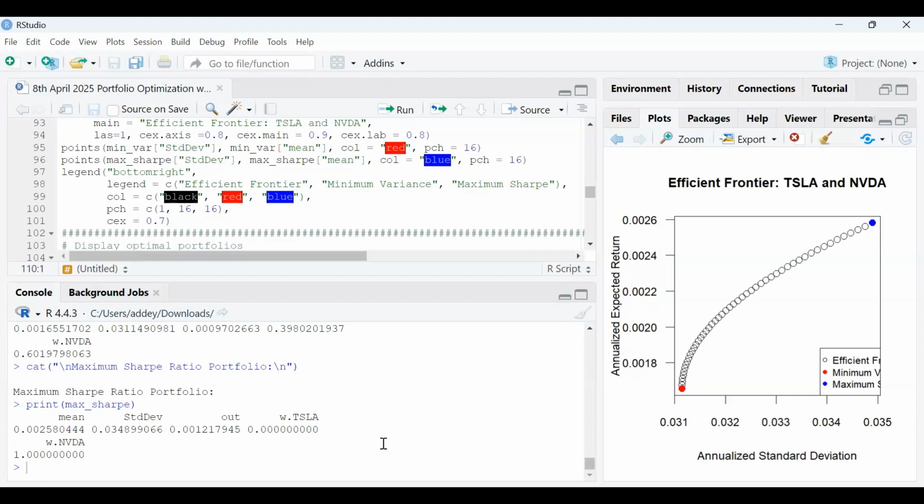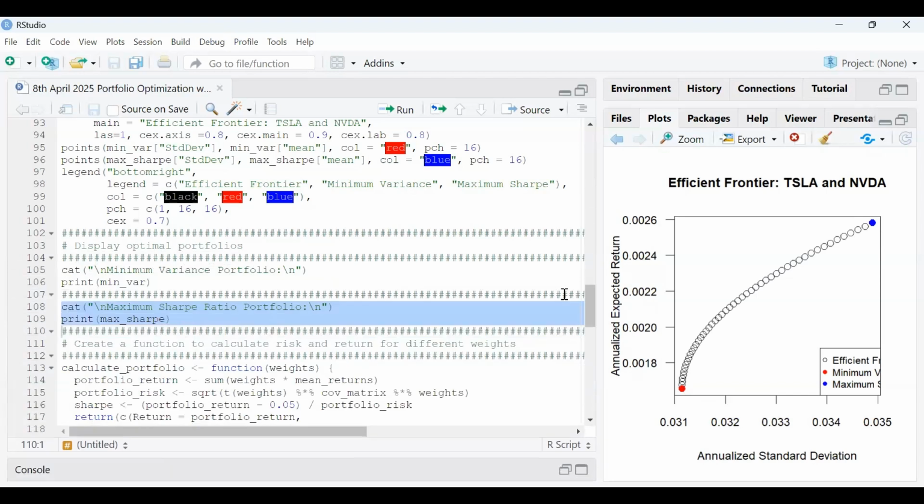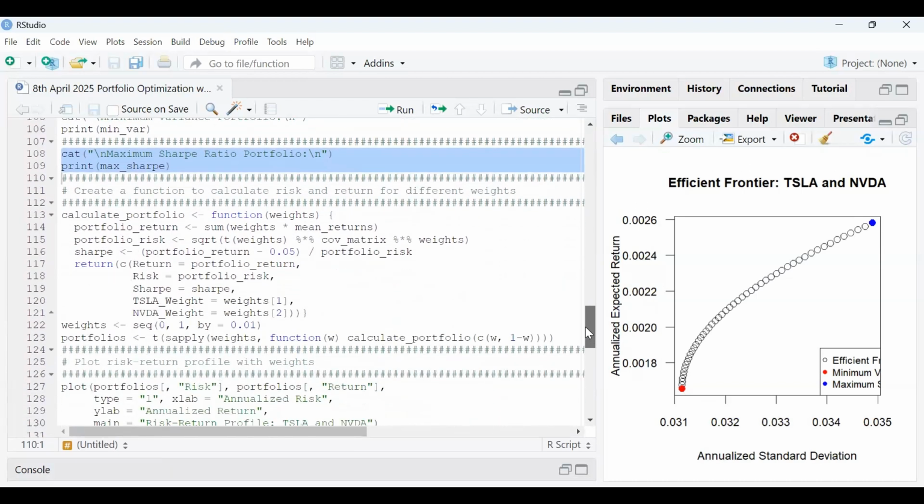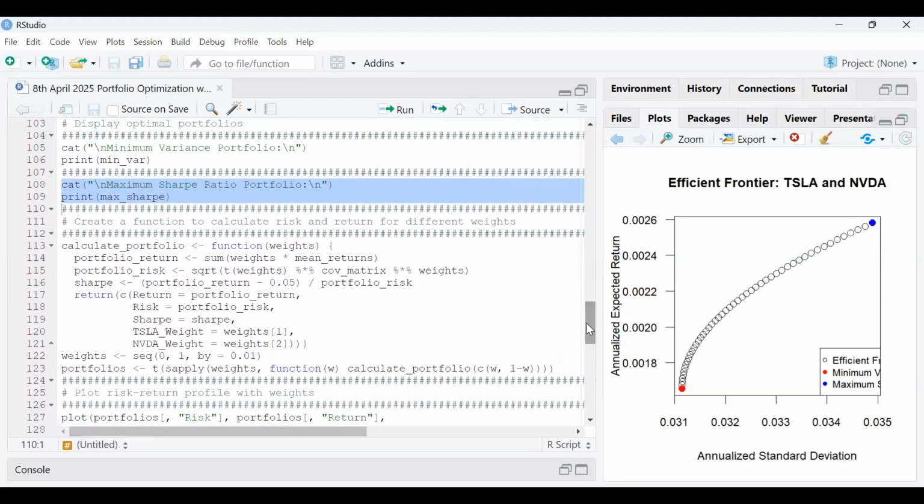Now, your choice between the minimum variance portfolio and the maximum Sharpe ratio is always going to depend on your risk aversion level or your risk appetite level. However, it's good to know that this is it. So why don't we look at the risk and returns for different weights?